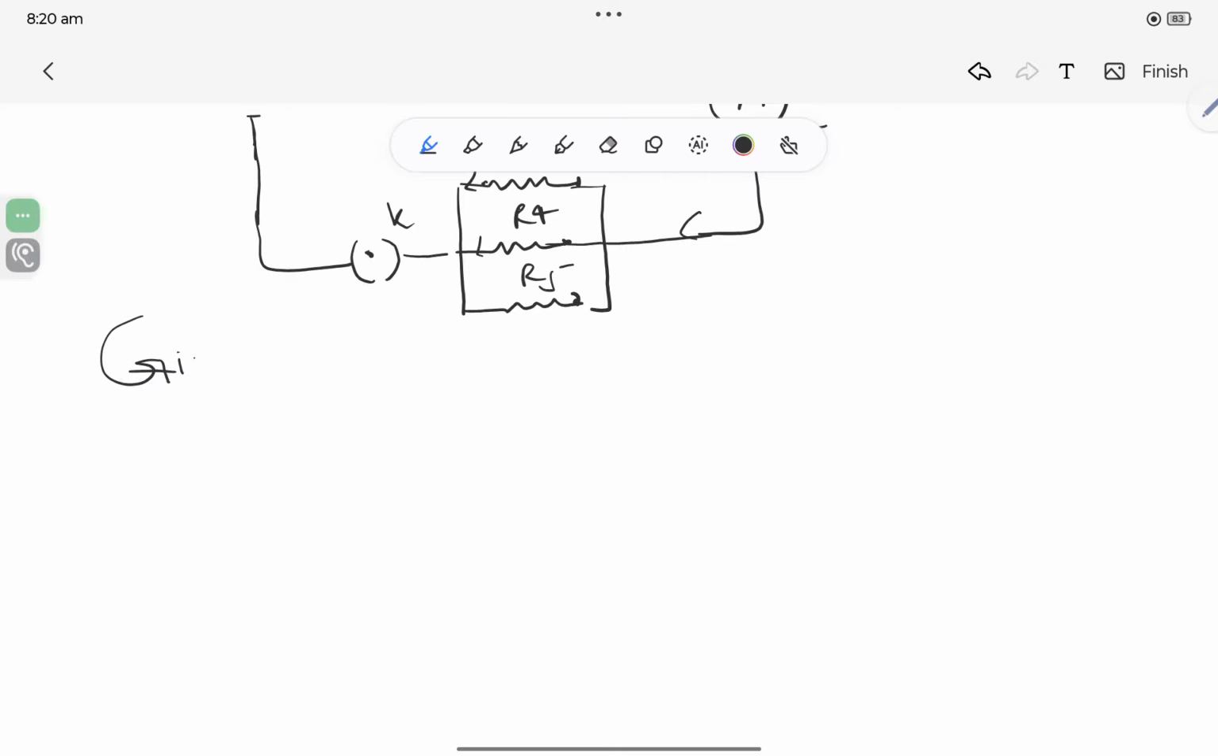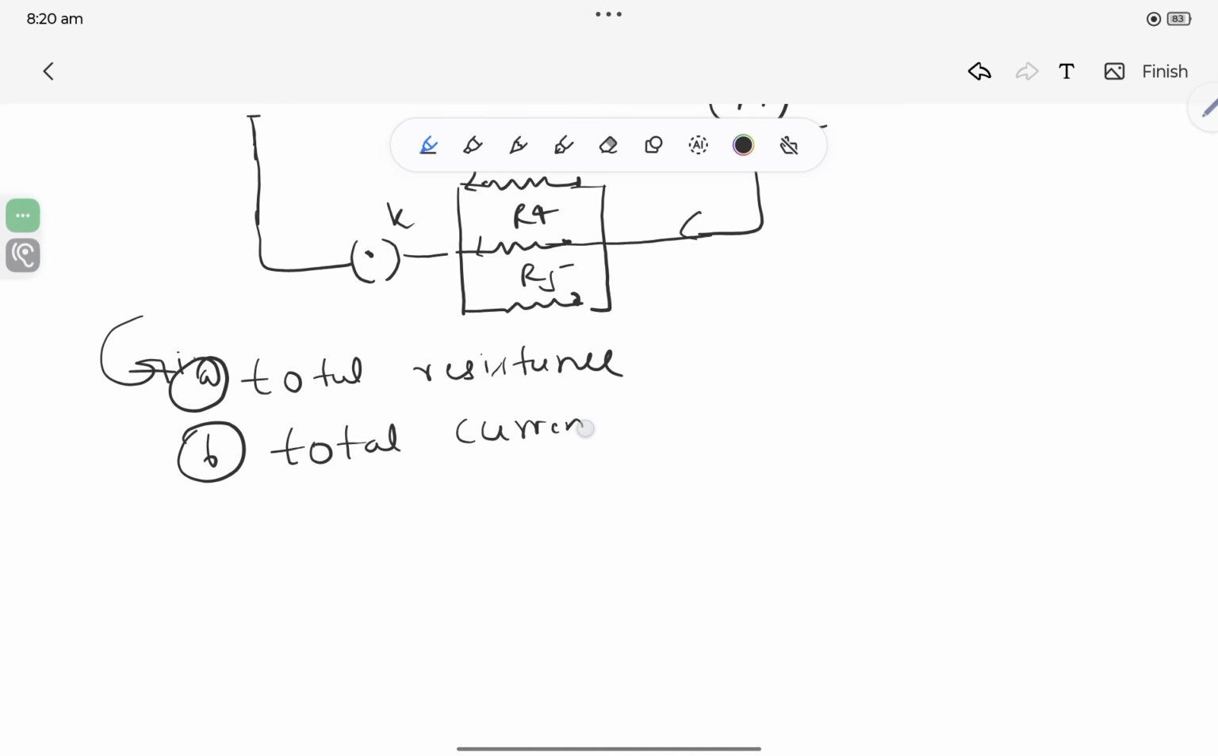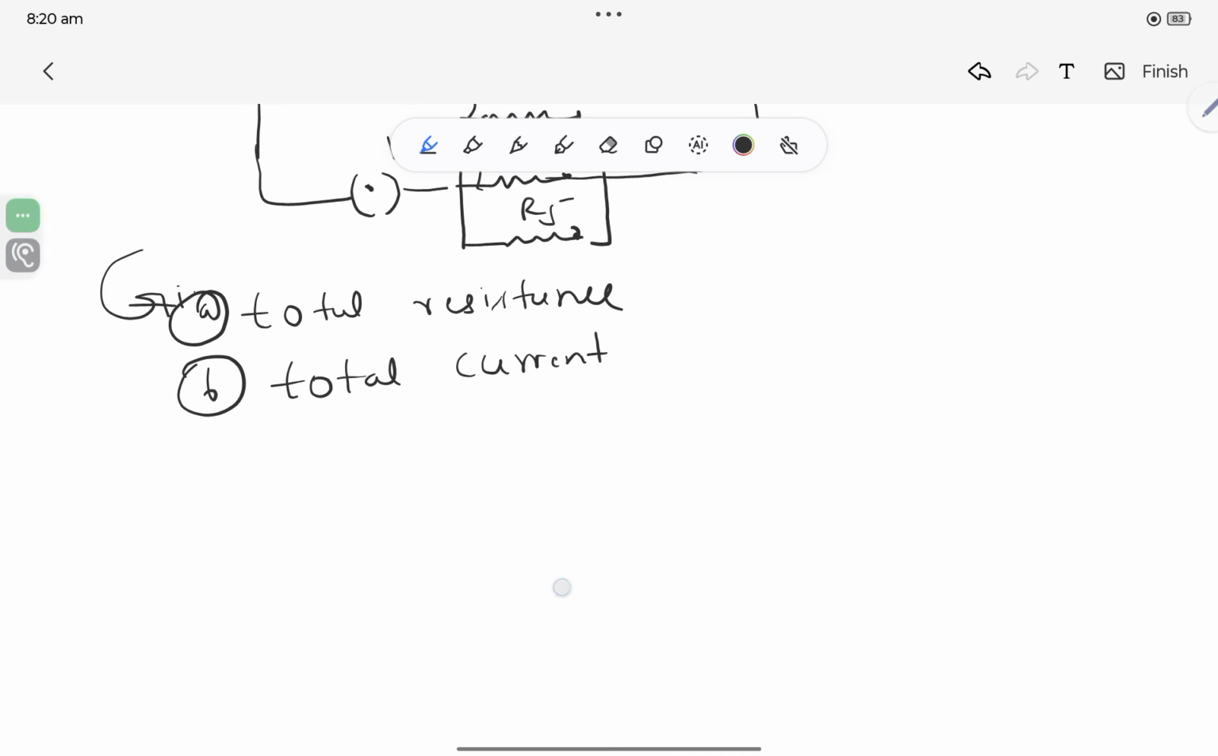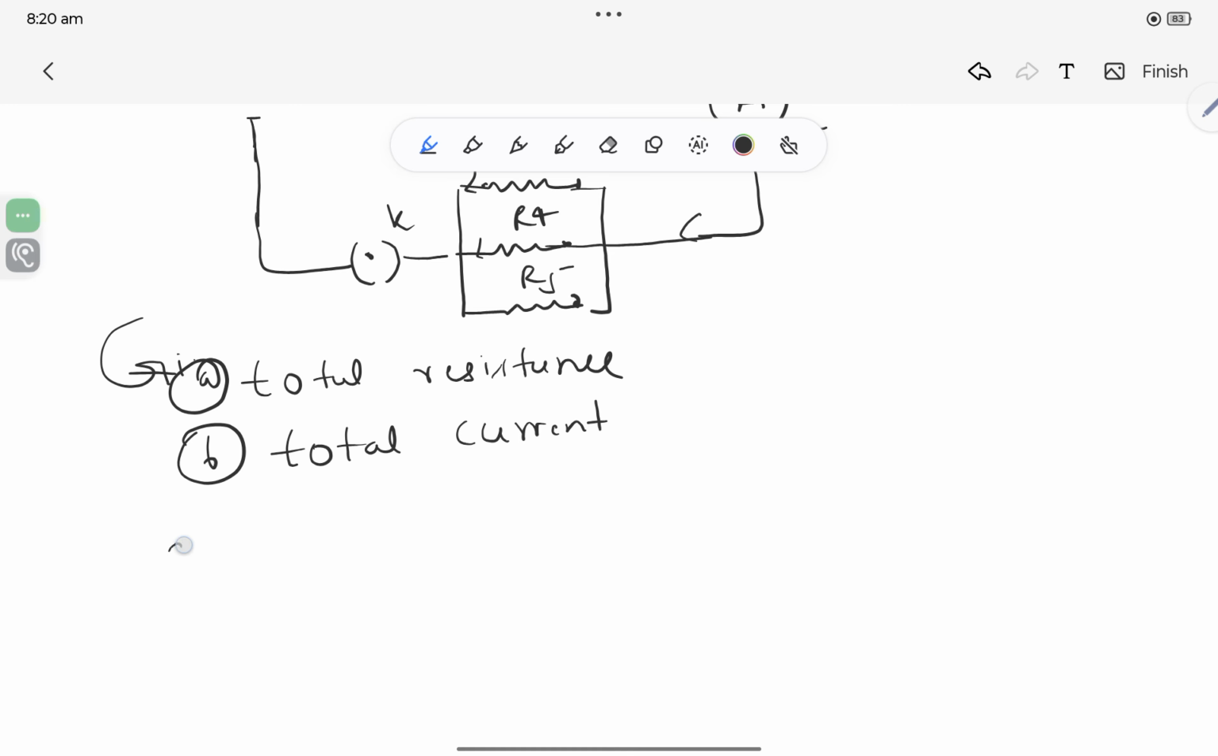So what are they asking here? They are asking the total resistance in the circuit and the total current flowing in the circuit. First part is total resistance. Second part is total current. So first part, total resistance.